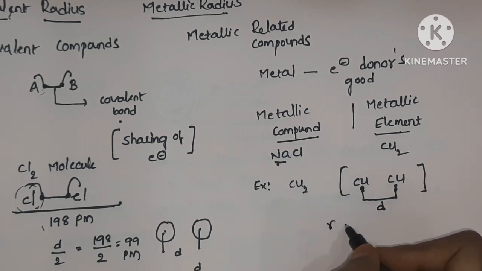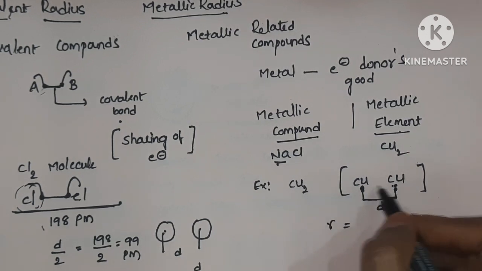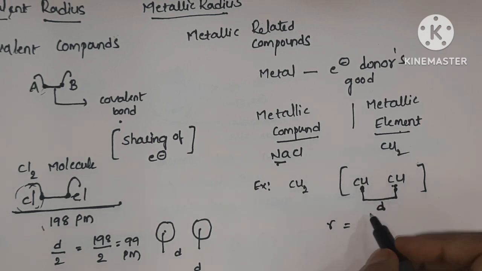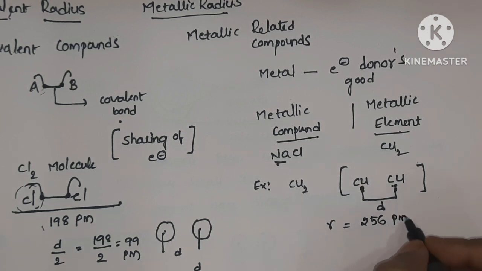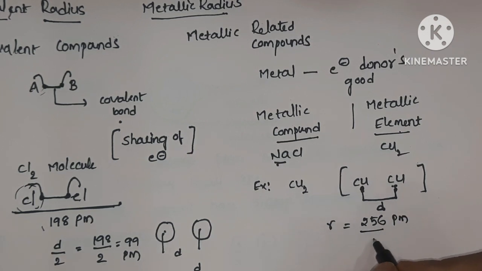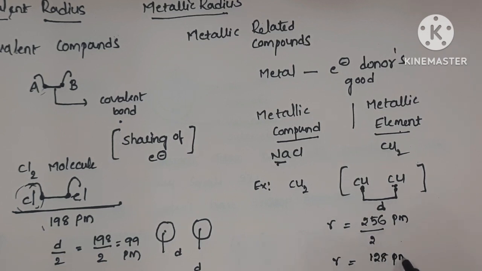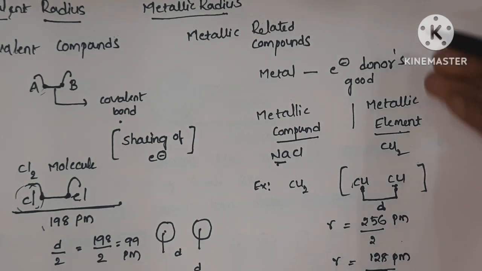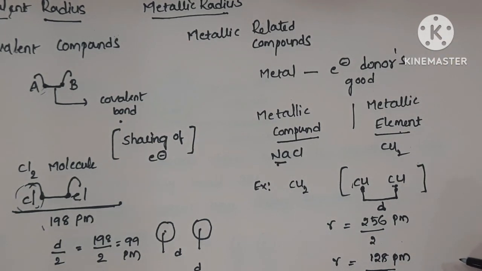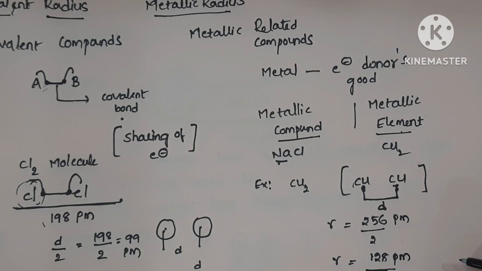So the internuclear distance between the copper atoms is 256 pm, right? So R is equal to D by 2, right? So R is equal to 128 pm. This is the radius of one copper atom. This is the way we have to find the atomic radius.